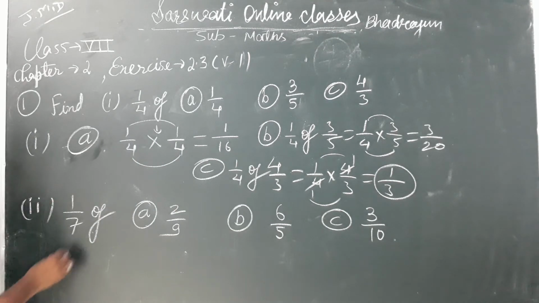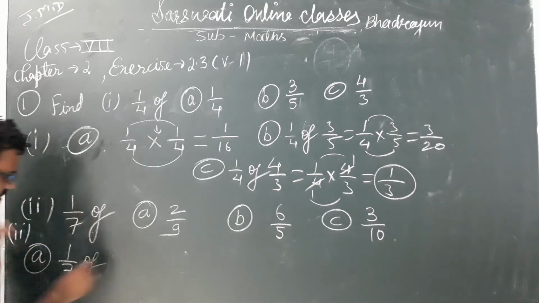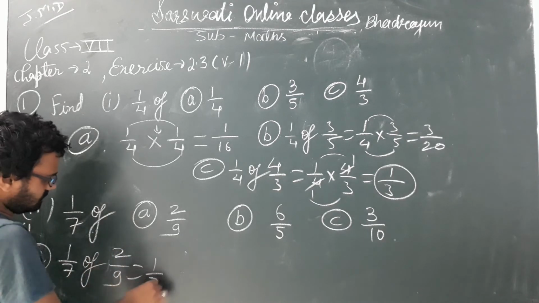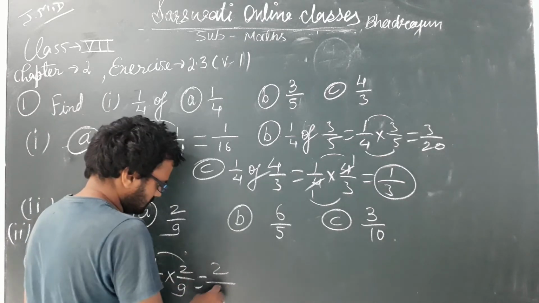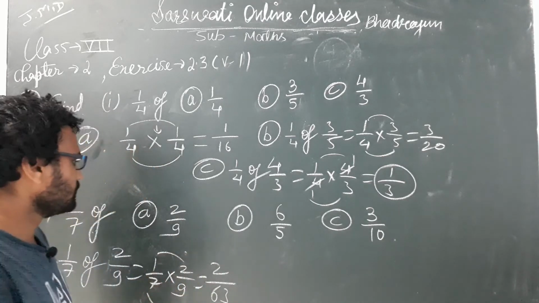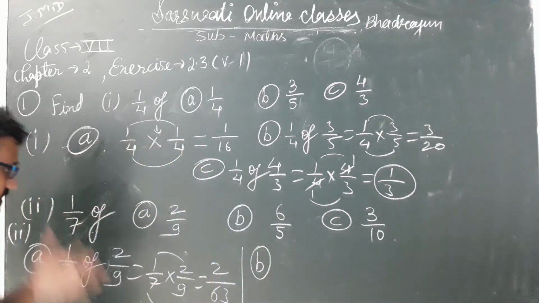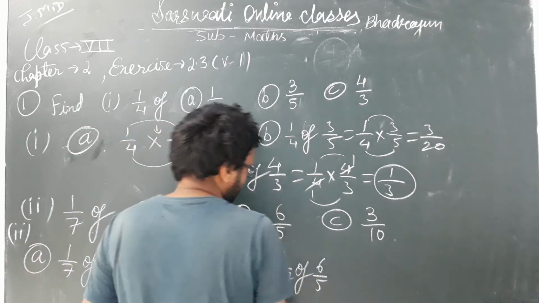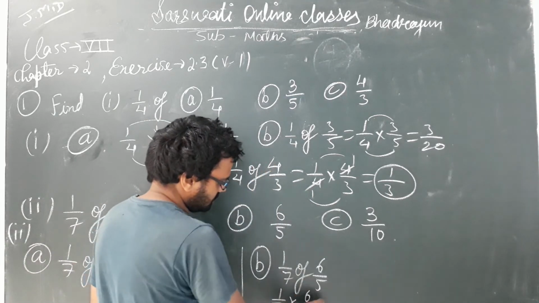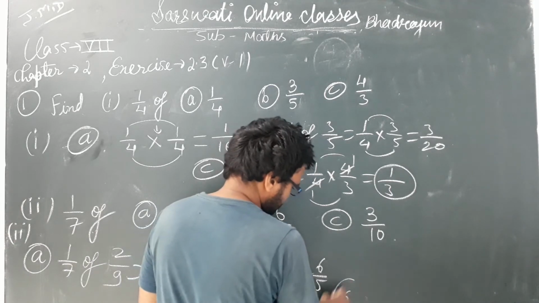This one is 1 upon 7 of: part second, sub part A is 1 upon 7 of 2 upon 9. So this is 1 upon 7 into 2 upon 9. 2 times 1 is 2, 7 times 9 is 63. Our final answer is 2 upon 63. Part B is 1 upon 7 of 6 upon 5, meaning 1 upon 7 multiplied with 6 upon 5. 6 times 1 is 6, 7 times 5 is 35. Our answer is 6 upon 35.